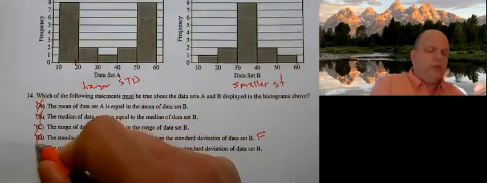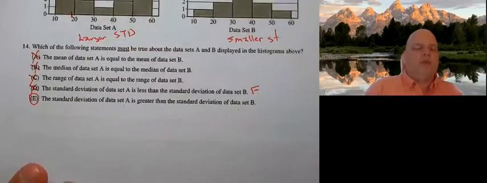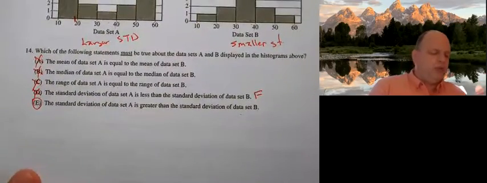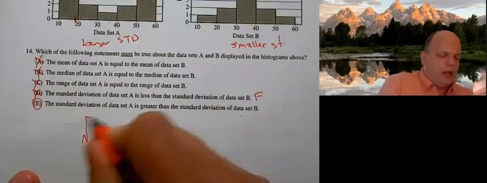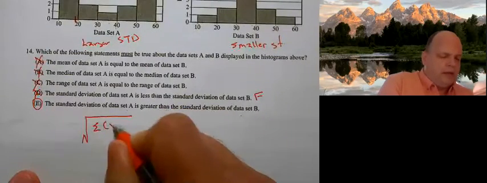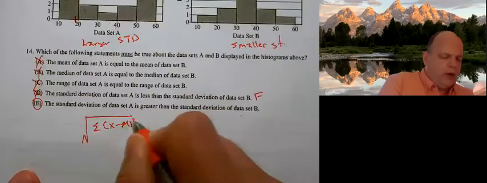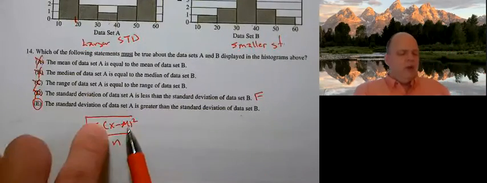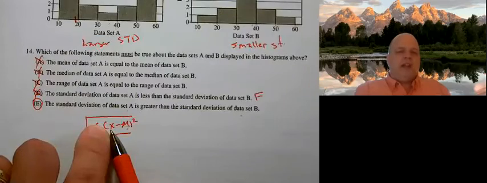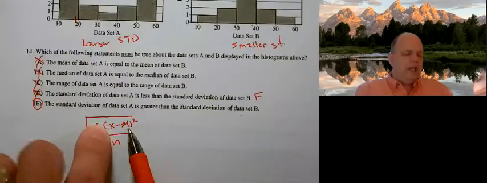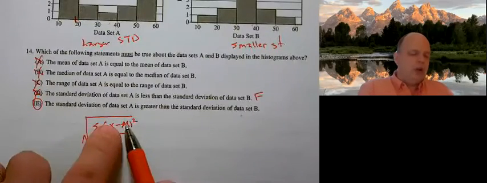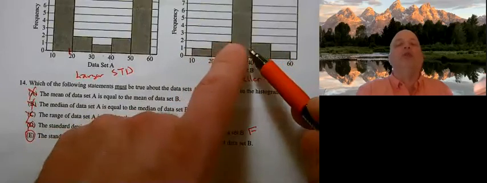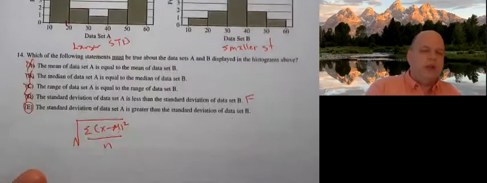Now, so this is E, but there's a couple reasons for this. First off, just from a conceptual standpoint, let's look at the formula. The formula for standard deviation is pretty ugly, but x minus mu squared over n. So basically, I'm subtracting individual values from the mean. So the farther they are from the mean, the bigger my standard deviation. The closer they are to the mean, the smaller my standard deviation. Well, this one has more that are close, so it's going to have a smaller standard deviation.